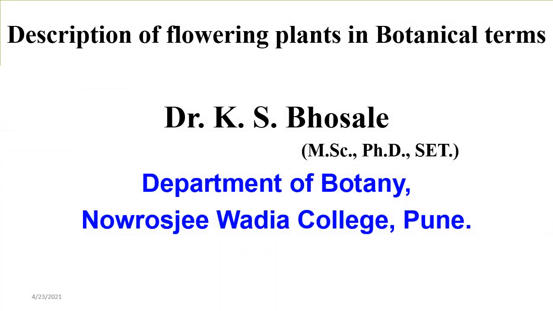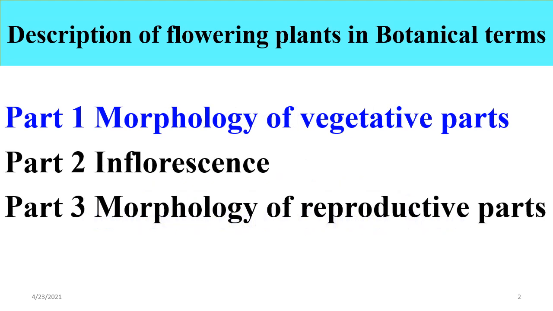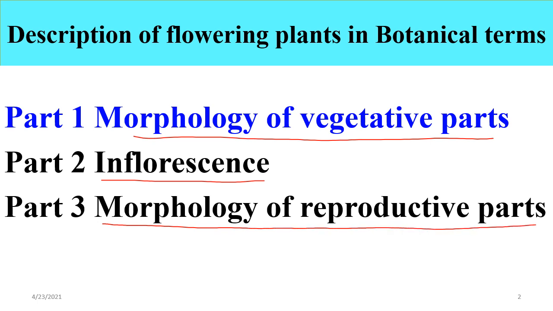Hi everyone. In today's discussion, we are going to study one practical, that is description of flowering plants in botanical terms. Actually, this practical titled Description of Flowering Plants in Botanical Terms is differentiated into three different parts. Out of that, first part, that is morphology of vegetative parts. Second part is inflorescence, and third part is morphology of reproductive parts.